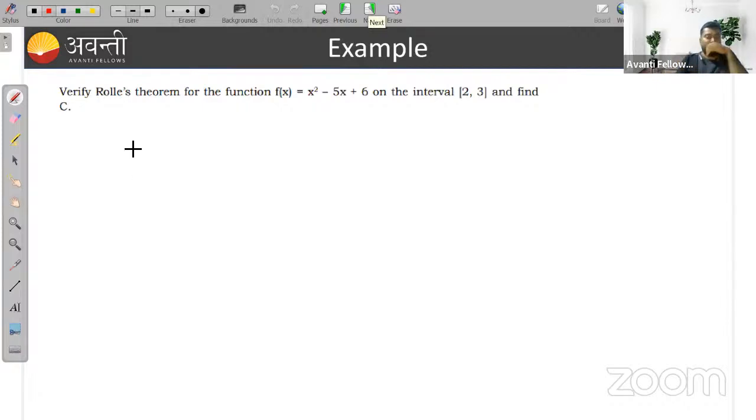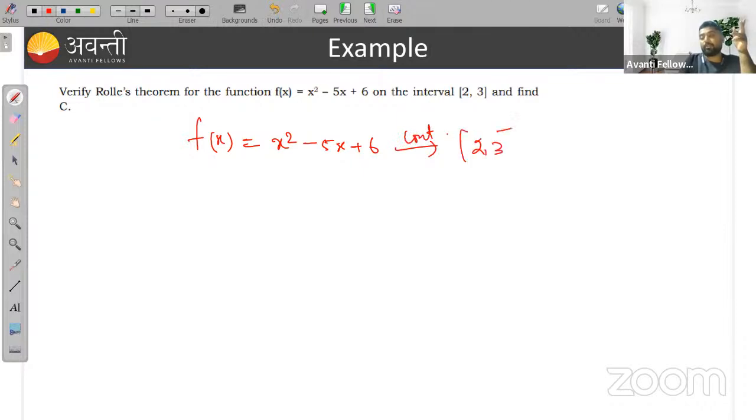Verify Rolle's theorem for the function f of x is equal to x square minus 5x plus 6 on the closed interval [2, 3]. So how can you verify? First we should know whether the function is continuous in the closed interval [2, 3] or not. What is the function given to me? That is f of x is equal to x square minus 5x plus 6. So it is actually continuous in the closed interval [2, 3] because it is a polynomial function.